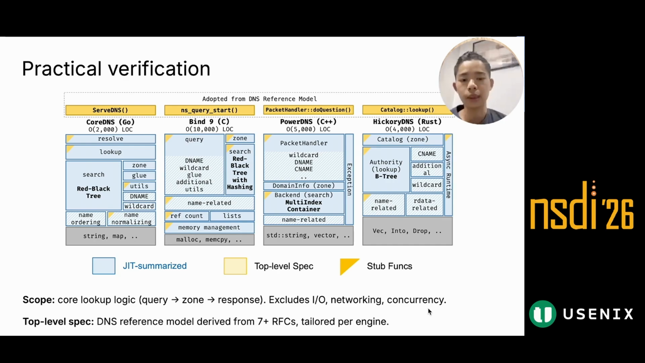For the top-level spec, we derive a DNS reference model from a collection of RFCs covering the core resolution algorithm. Since the engines don't all cover every RFC, we tailor the spec slightly for each engine's documented behavior. Let me highlight 2 aspects of our verification experience that show how JIT summarization handles real-world complexity.